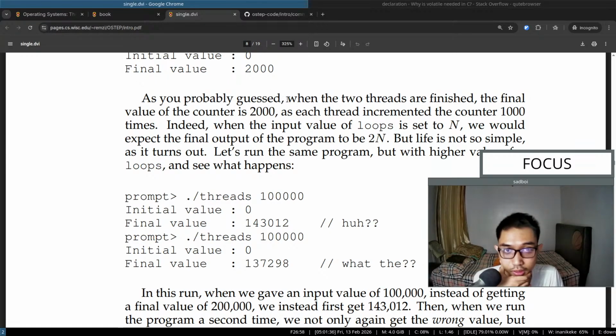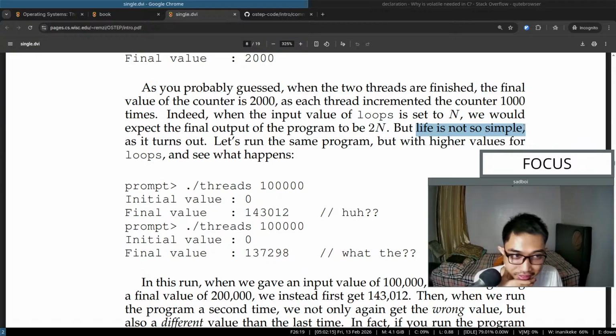As you probably guess, when the two threads are finished, the final value of the counter is 2000, as each thread increments the counter 1000 times. Indeed, when the input value of loops is set to n, we would expect the final output of the program to be 2n. But life is not so simple.